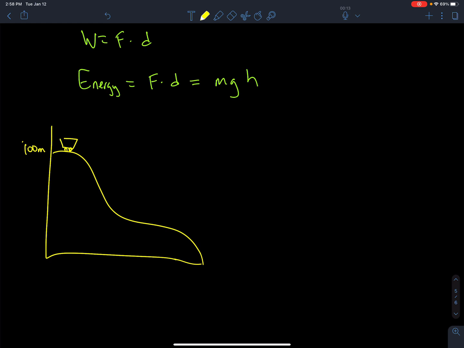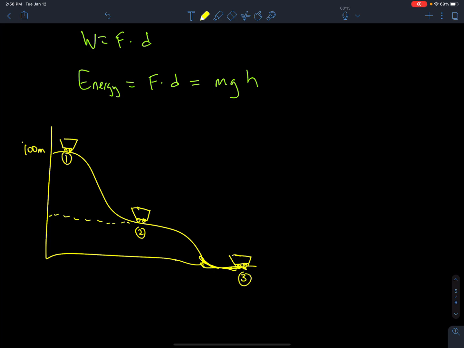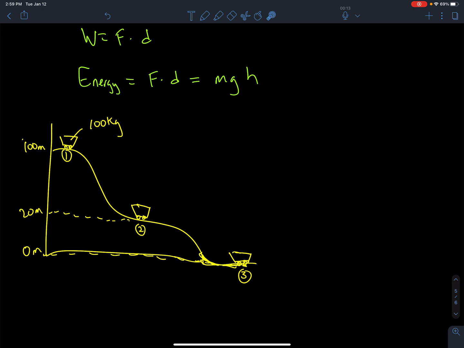You have position 2, which I'm going to write down. Position 1, position 2, and we have position 3. Okay, now position 1 is 100 meters. Position 2 is 20 meters, and position 3 is right down at the bottom at 0 meters. Okay, and let's say the cart is 100 kilograms. So if I want to calculate the total mechanical energy, so let's calculate total mechanical energy.